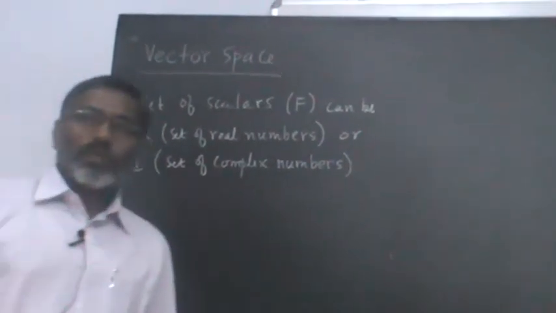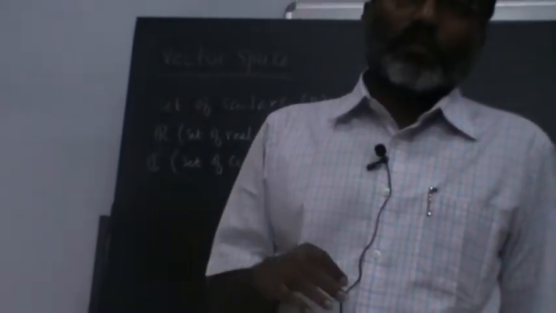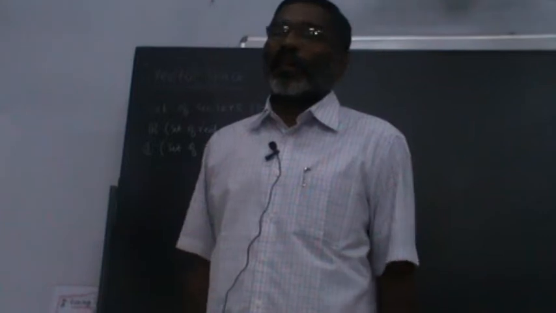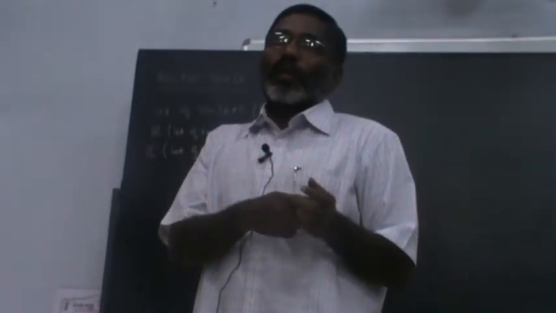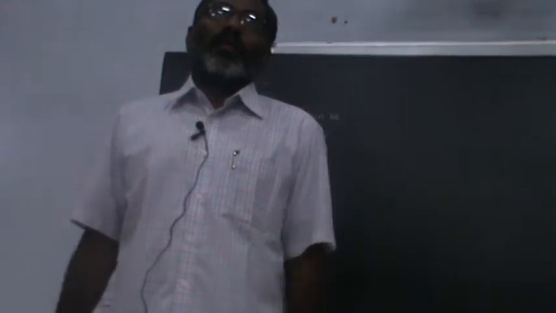But it does not mean that these are the only fields that we are interested in. We could have taken the set of rational numbers or the set of integers. Okay, so they also are a good representation of fields. Or you simply take 0 and 1. Every element of your vector will be either 0 or 1. So that is also a good field.